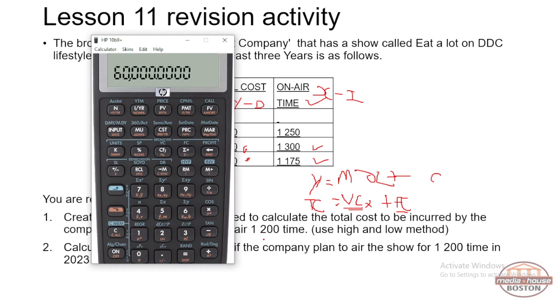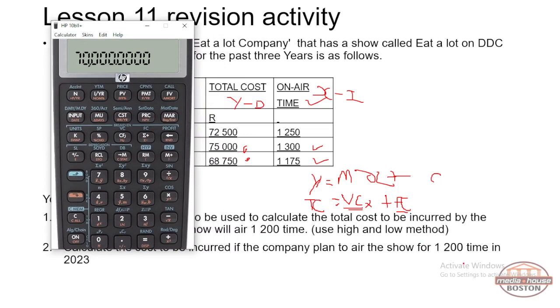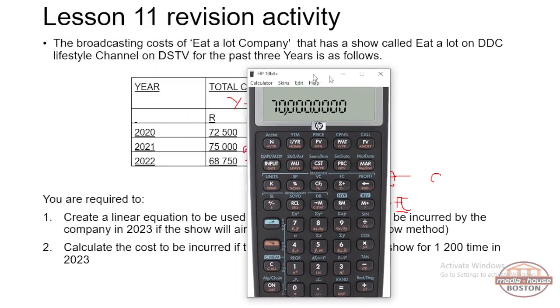Once it's 60,000, that becomes our total variable cost, to say that if the show gets to be aired 1,200 times, we're going to incur an additional cost of 60,000 based on the number of times the show gets to be aired on TV. Then plus the fixed cost, which is 10,000. So this will give us 70,000. So the total cost for the show being aired 1,200 times would be 70,000.